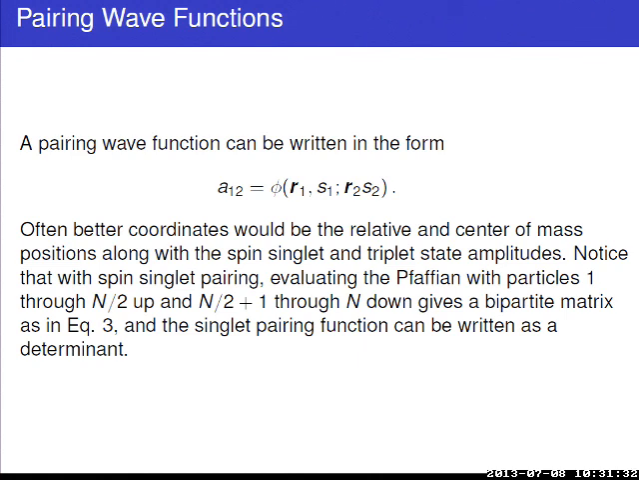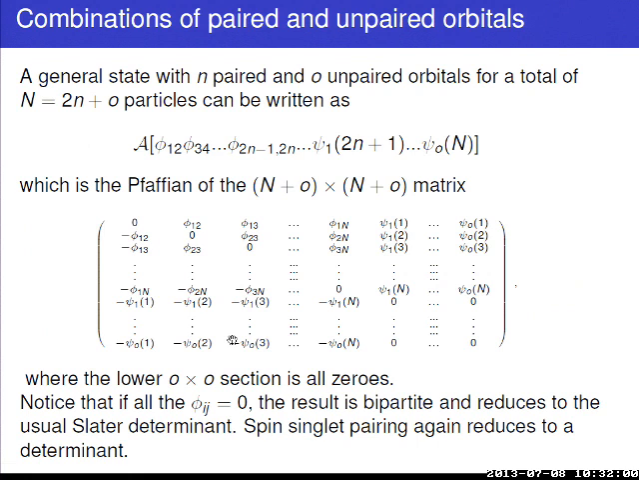Of course, often better coordinates would be the relative and center of mass positions along with spin singlet and triplet amplitudes. So you could change this to relative and center of mass. In standard BCS, the pairs are condensed into a zero momentum state. So basically you have just the relative coordinates here and no center of mass piece.